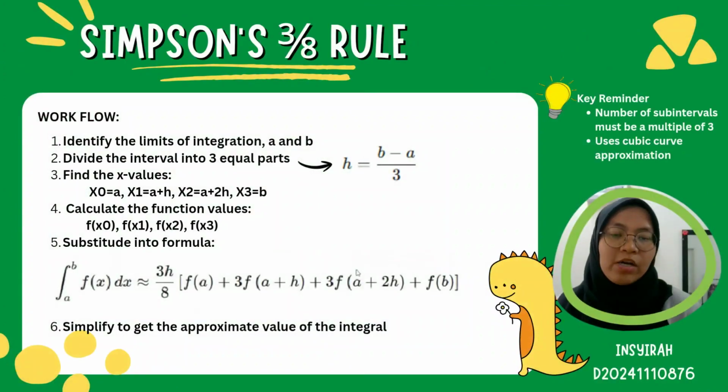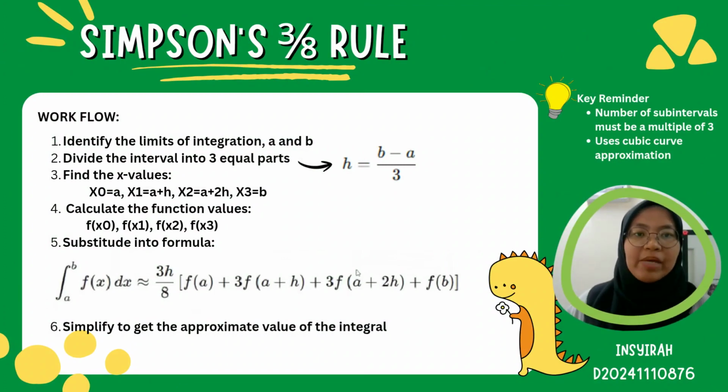Simpson's 3/8 rule is used to estimate the value of a definite integral, especially when the exact integration is difficult or impossible to calculate analytically. It helps us find the area under a curve by using a smooth curve approximation instead of straight lines, which improves accuracy. First, I will explain the workflow for Simpson's 3/8 rule.